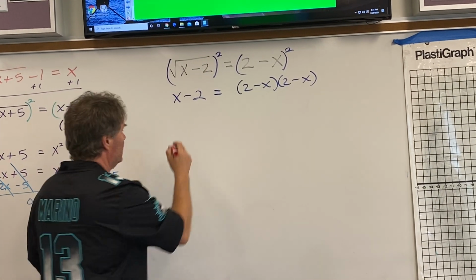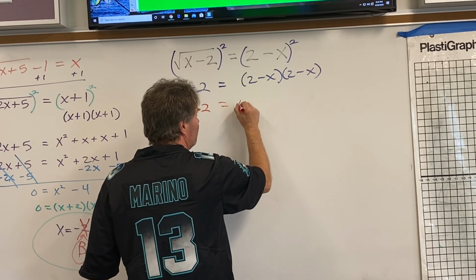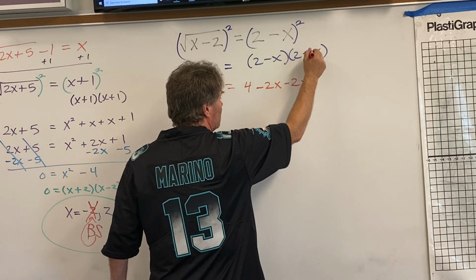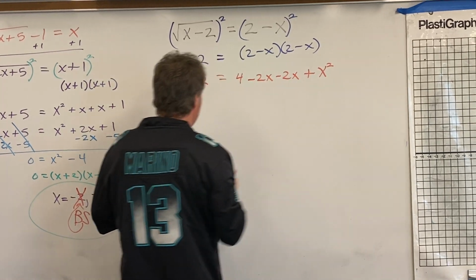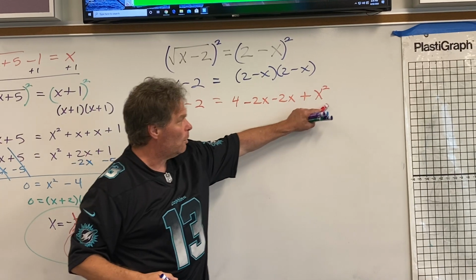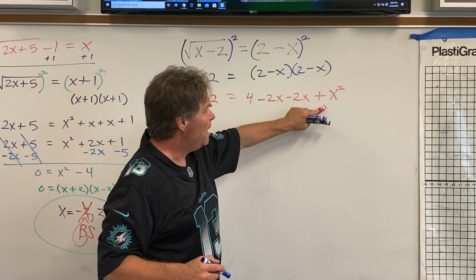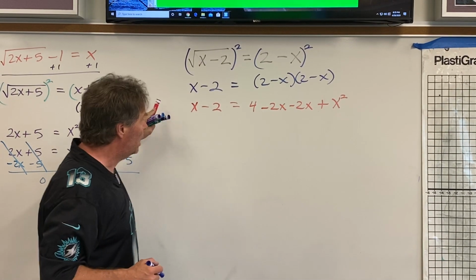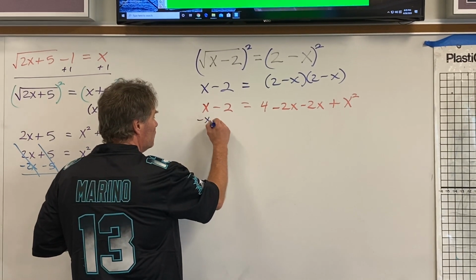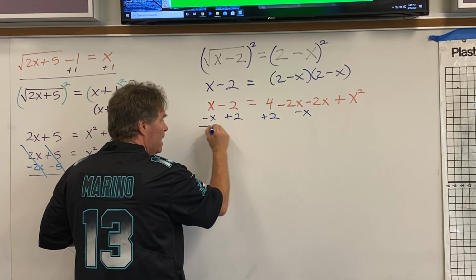And then I will get x minus 2 equals, FOIL this out, 2 times 2 is 4, minus 2x, minus 2x, minus x times minus x is plus x squared, okay? Now, I see how my x squared is positive, right? I want positive in front of my square term. That means I'm going to wipe out the other side, this side over here, by going minus x plus 2, and let's see what I got.